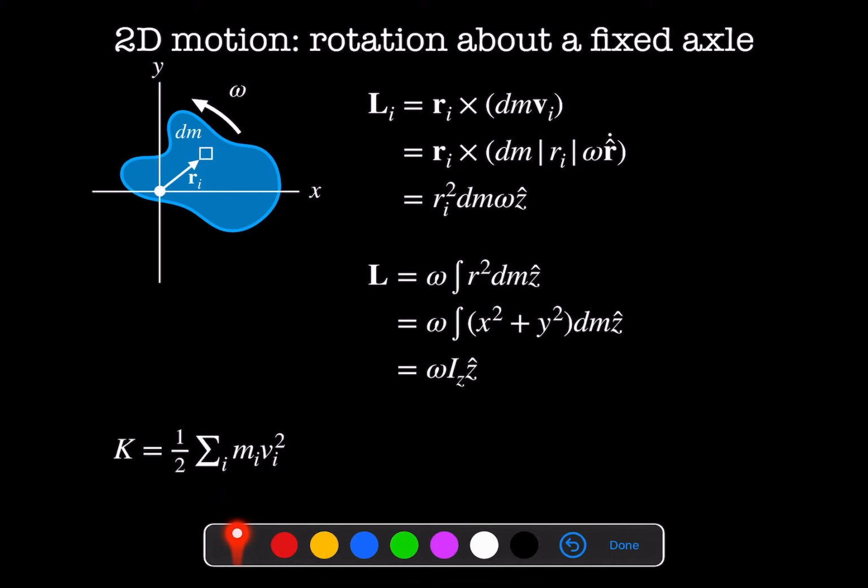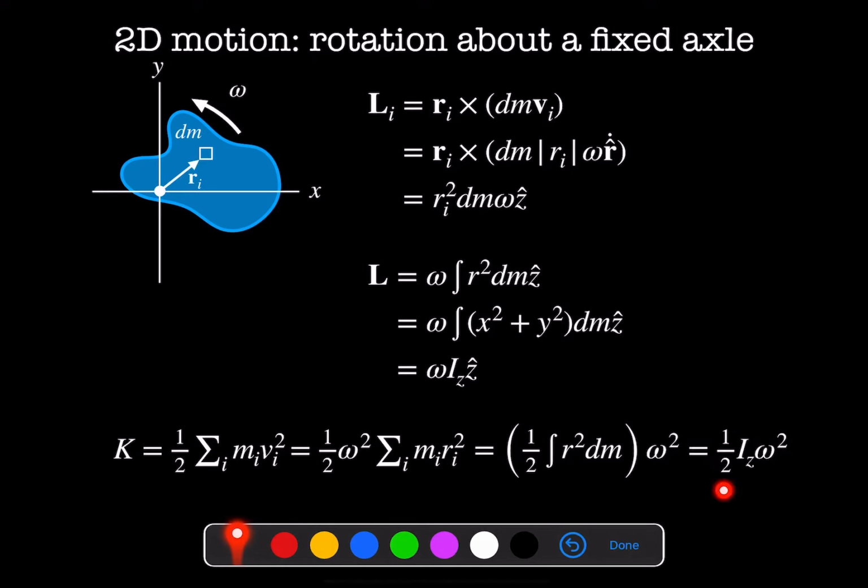This object has kinetic energy that is given by 1/2 times the sum over i of m_i v_i squared, which when we turn our v's into omegas, we end up with 1/2 omega squared times the sum over i of m_i r_i squared. Equivalently, we can write this as 1/2 the integral of r squared dm, and this is going to look pretty familiar. That's going to be exactly the same integral that we have up here. So when we rewrite this, we end up with 1/2 I_z times omega squared.